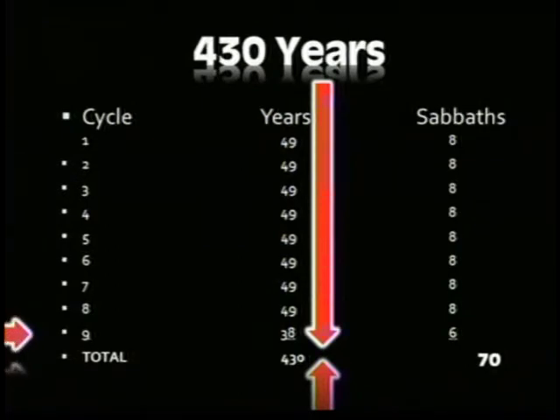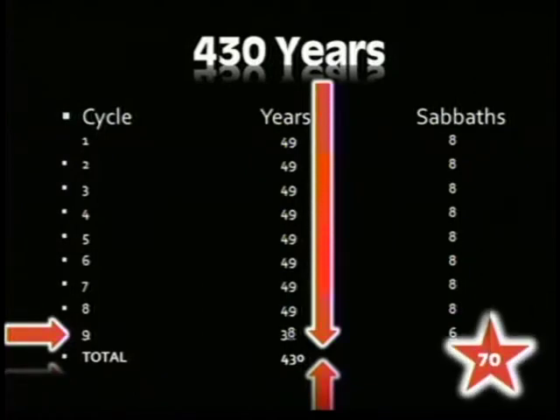We just learned that. But notice here in the last cycle, cycle number 9, to get to 430 years, it wasn't a full cycle. There was only 38 years in the last cycle that came up to 430. And the Sabbaths total, 8 in each cycle. The last cycle, they were only 6 Sabbaths. So that's a total of 70 Sabbaths.